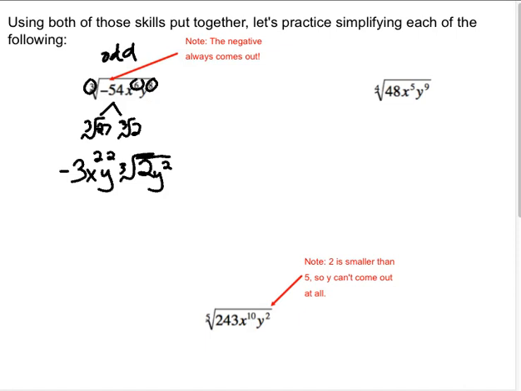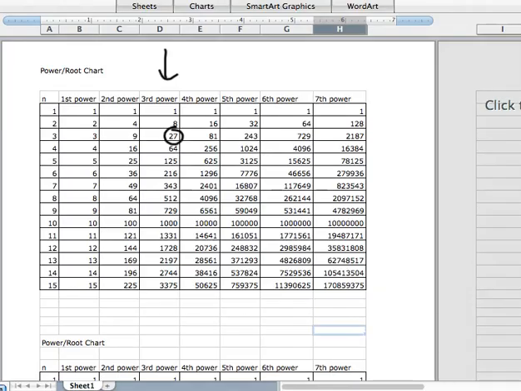Let's look at the next one. So here I'm dealing with the 4th power, which is even. So that means ultimately I am going to be dealing with absolute value in the end. But let's take a look at that number, 48.